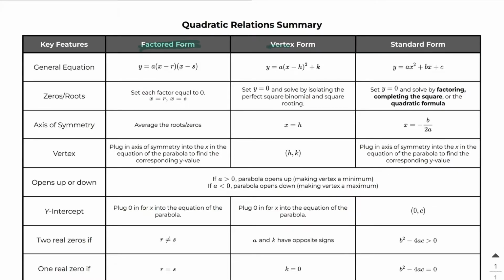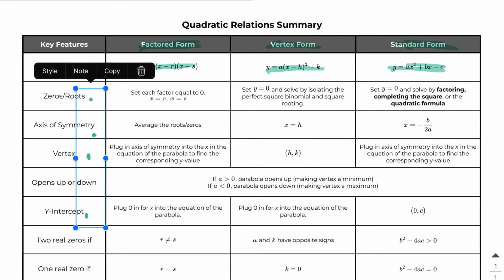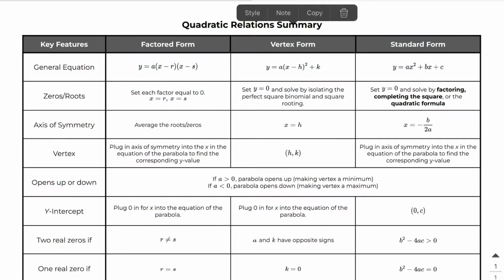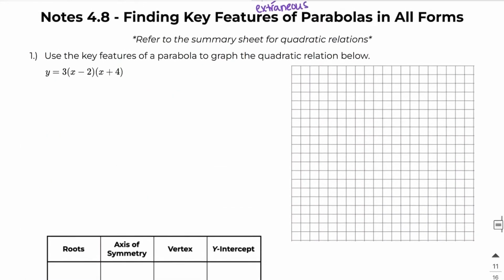You've got factored form, vertex form, standard form, tells you what the equations look like, and also tells you how to find all of the key features. So anytime you ever need to look at that, you have that available to you. Okay, I'm going to use this to help us do the key features that we have right here.